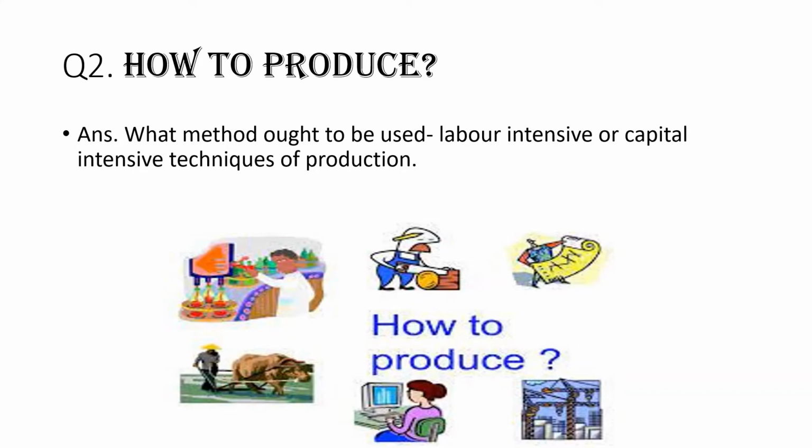Number one, labor intensive production. It is employed in an economy where the labor is cheap and abundantly available for the production process. Number two, capital intensive technique. It is employed in an economy where the capital is cheap and abundantly available.